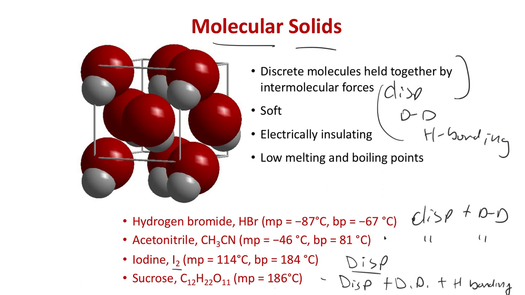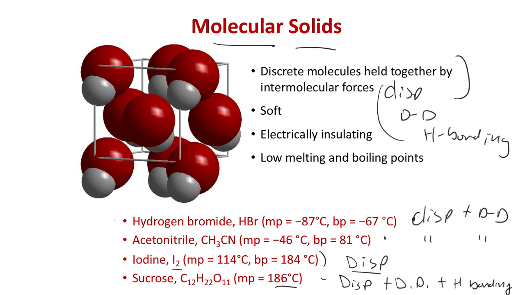And it has a high melting point. But notice that iodine's molecular weight is huge. I mean, iodine's 127 times 2 in terms of its molecular weight. So it gets a lot of dispersion forces, so it has just about as high of a melting point as sucrose does. So even though it only has dispersion forces, I2 still can have a strong force of attraction due to the size of the molecule.